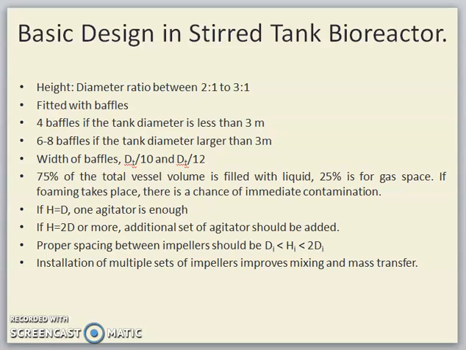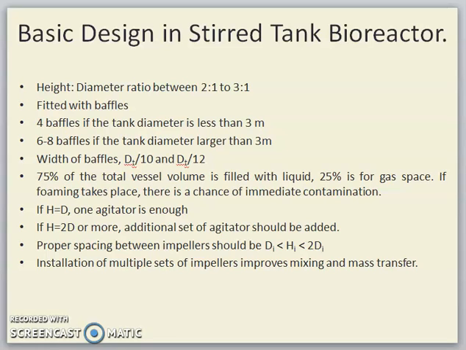Okay, and the bioreactor needs to be fitted with baffles. The baffles required are based on the volume, the size of the vessel, the tank. If you have a tank which is less than 3 meters, then you require 4 baffles, and if you have larger than 3 meters, then you need 6 to 8 baffles. The width of the baffle can be designed by using the ratio of Dt, the diameter of the tank, over 10, and Dt over 12.